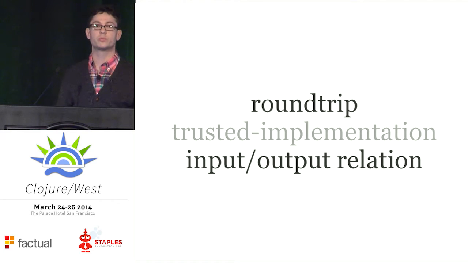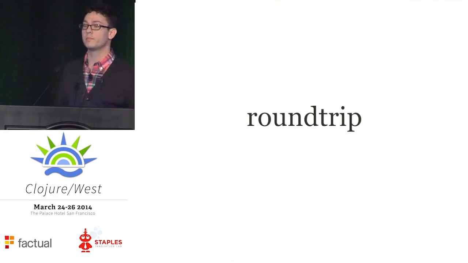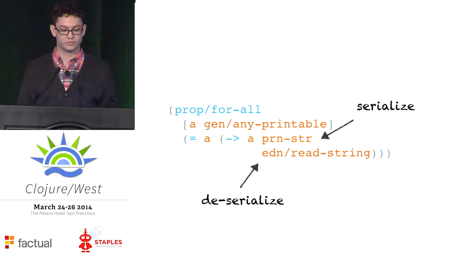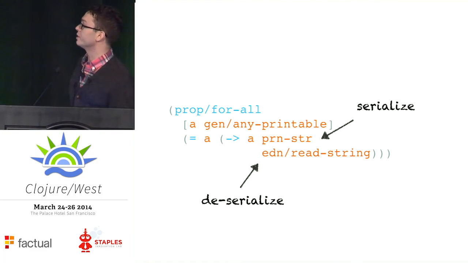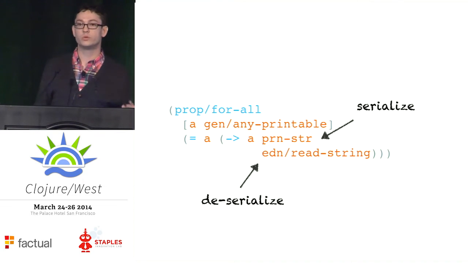But I'm going to go through some common themes that I found. The first one is a round-trip property. So let's test 100,000 cases for EDN serialization and deserialization in just a few lines of code. So we can say for any printable value, A should be equal to printing A and then reading A back as an EDN string.